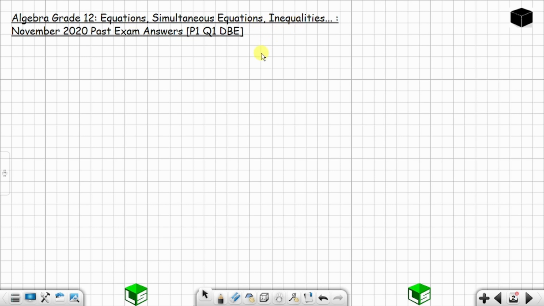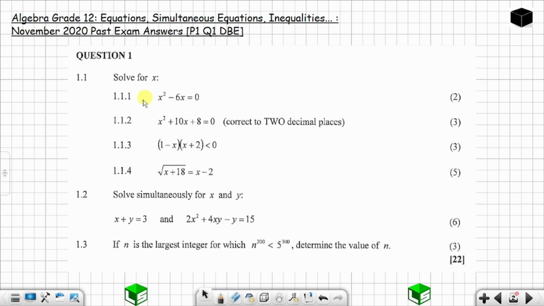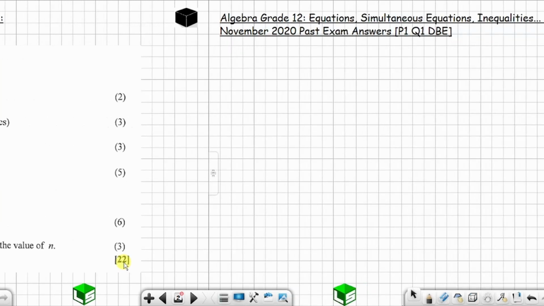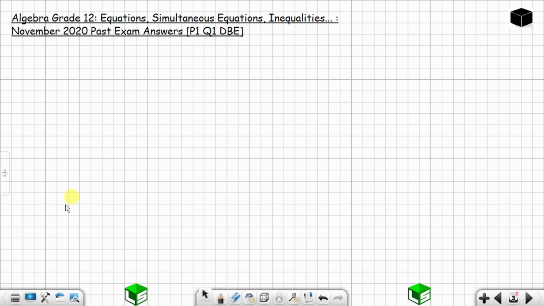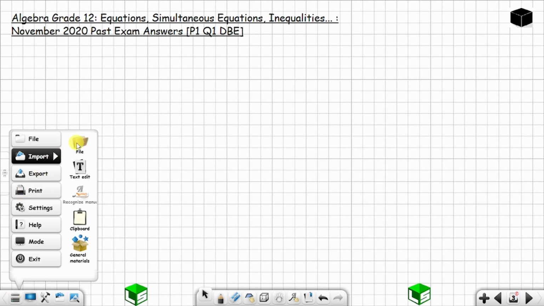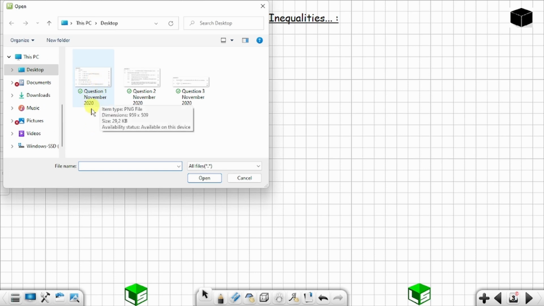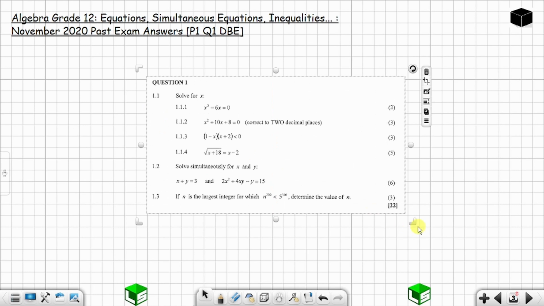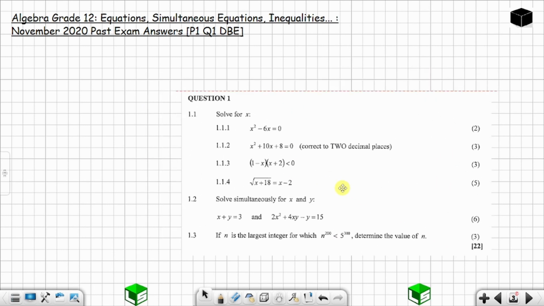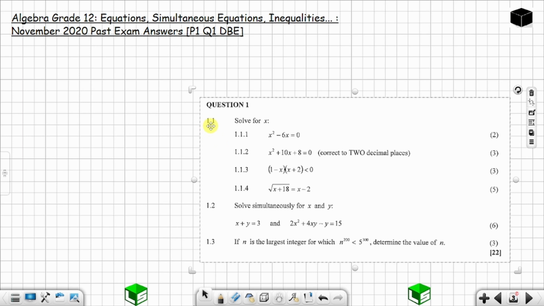The question is from November 2020, question 1, Paper 1 from DBE. You can see the question is out of 22 marks. Let me get started on the next slide. So question 1, this is question 1 from November 2020, and we start with 1.1.